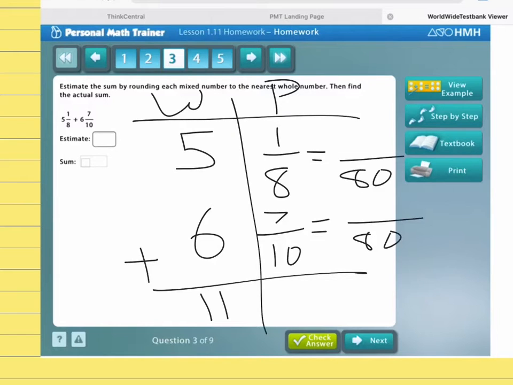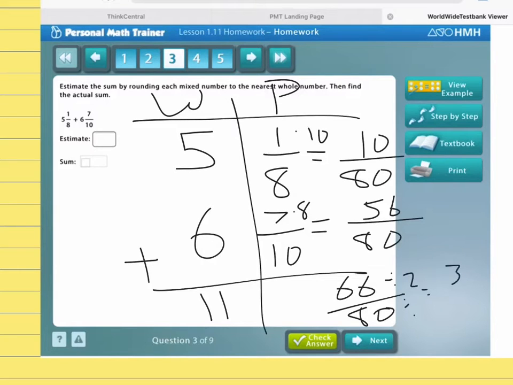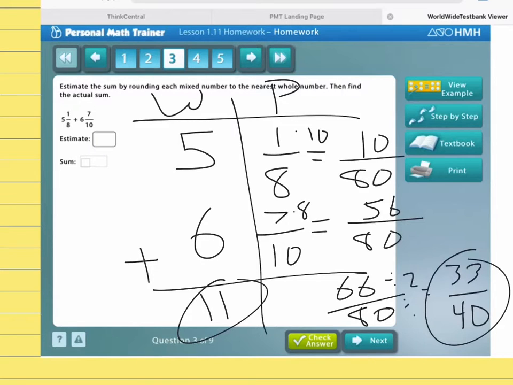But just to make it easy, I'm showing you that if you multiply the denominators together, you will get a common denominator. So I'm going to multiply 7 times 8 is 56, and 1 times 10 is 10. So you end up with 10/80ths plus 56/80ths, which will give you 66/80ths. Now that is not a simplified fraction, so I'm going to simplify it by dividing both by 2, and that will give me 33 over 40. So the actual answer is 11 and 33/40ths, which turns out to be very close to our estimated answer of 12.